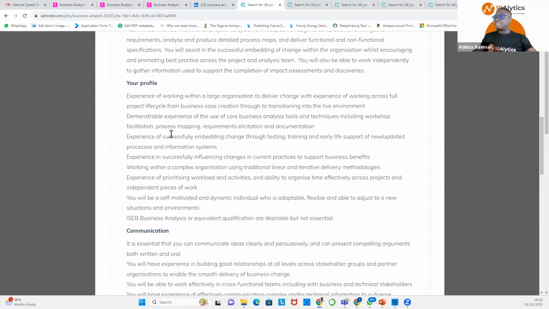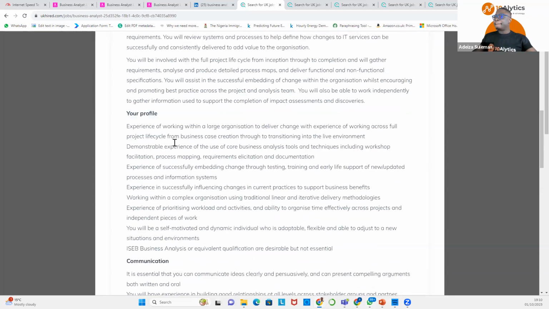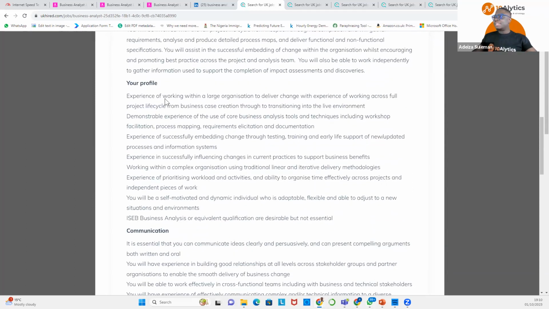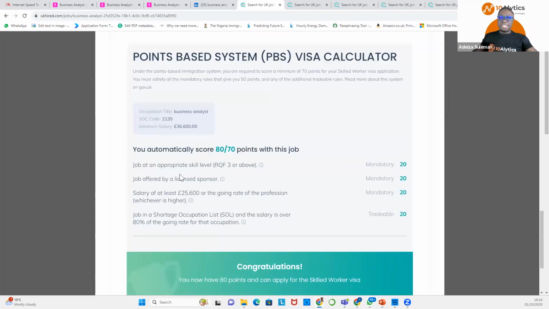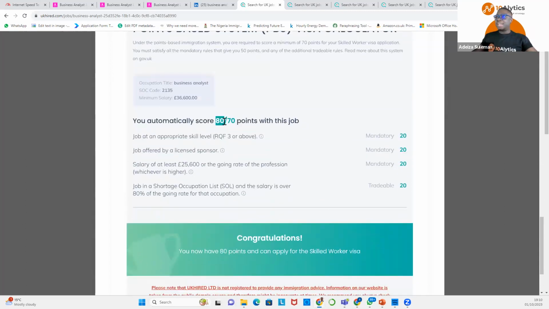All right. So let's see. That's pretty much what you have in there. Closing date is on the 8th of October. Let's go to the point-based system again, and you can see 80 out of 70 points. All right. So this shows you clearly, and this is how you look for jobs.